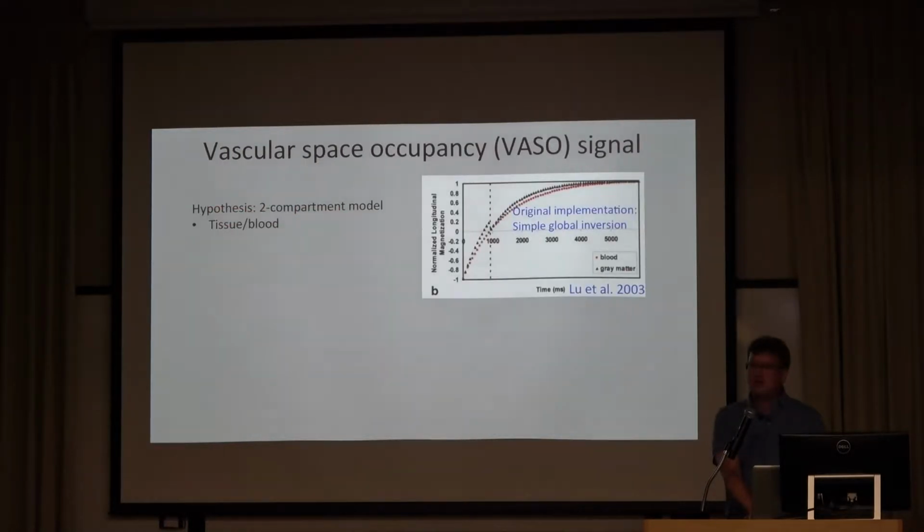But that's not the only one, so there are other methods, right? One method is vascular space occupancy, VASO. And actually, I think it's an interesting method. The original hypothesis was perhaps flawed. The original implementation is that you just do a single inversion. As it's going through the inversion, you image, and you have a two-compartment model. You either have blood or it's not blood, right? And the not blood is tissue.